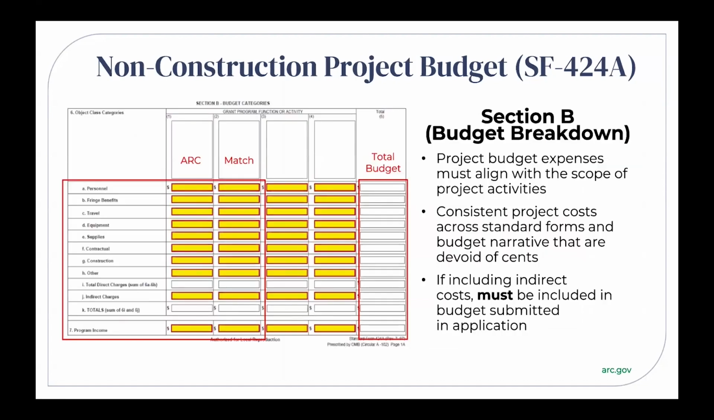Now let's look at page 2, section B of the form. This breaks down the ARC, match, and total funds by line item. Please put ARC only in the first column, all match in the second column, and calculate the total in the last column. These expenses must align with the scope of project activities. So, if there's a line item that appears here, it needs to be explained in the narrative where you describe the project and vice versa.